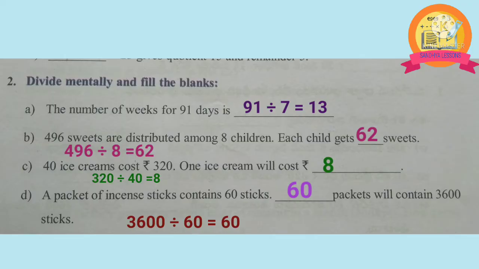Third one, 40 ice creams cost 320 rupees. One ice cream will cost. To get the cost of one ice cream, we shall divide 320 with 40. After division, we get 8. Therefore, the cost of one ice cream is 8 rupees.